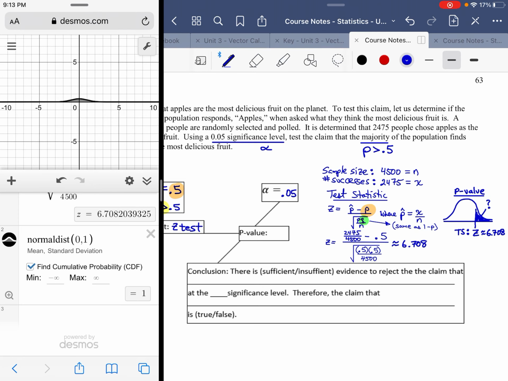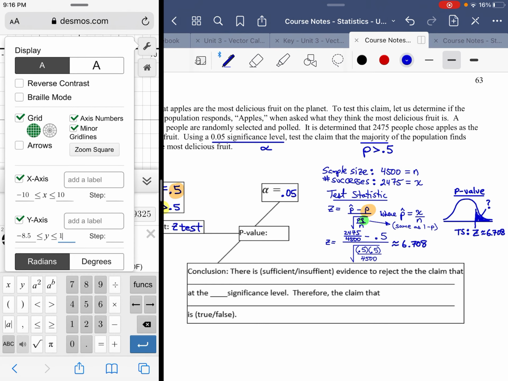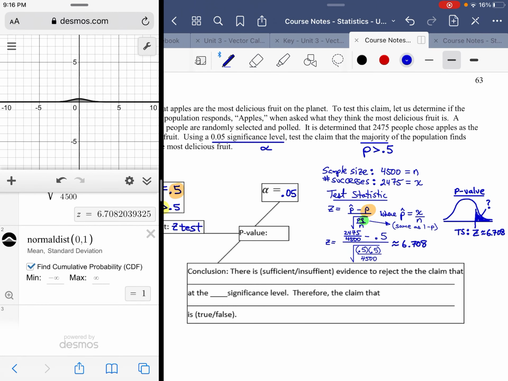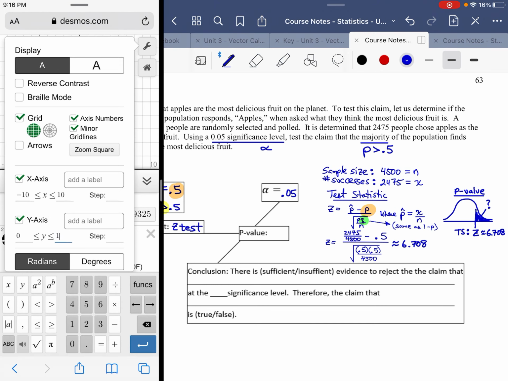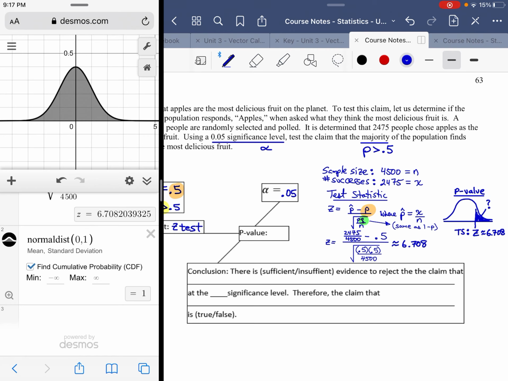So I could change my Y scale here. I'm going to make my Y-axis go to, let's say, 1. And on the low end, I also want to change that, so let's make that 0. Let's make that 1. I don't need to go negative 10 to 10. Let's do negative 5 to 5, at least to look something roughly normal.